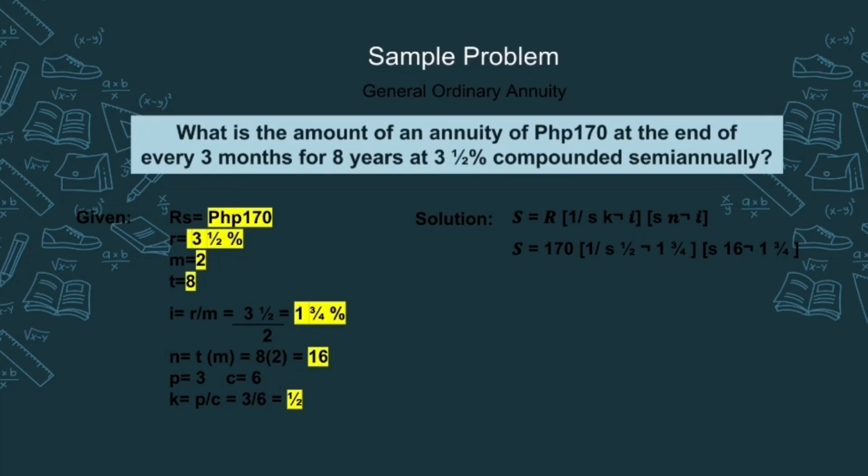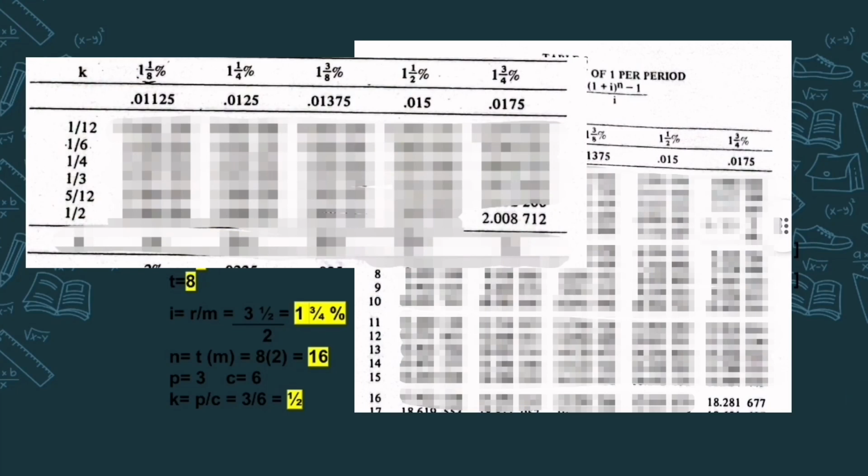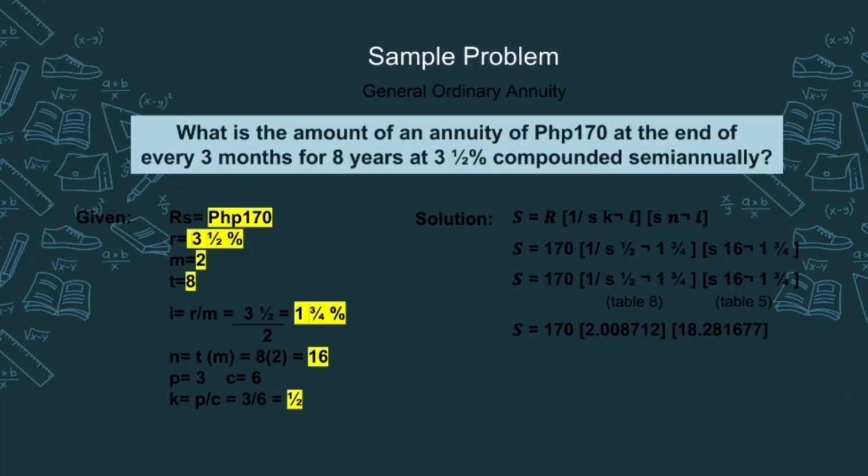So let us substitute the given. As you can see, I already substituted here. To find the s_k angled i, we need to find it in Table 8 because our k is in fraction form. And also the s_n angled i, we need to find it in Table 5 because it is the final value. I just flash it on the screen so you can see, and I already substituted it here, and we need to perform the operations.